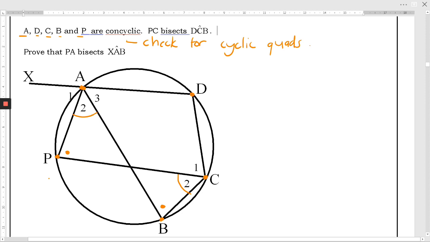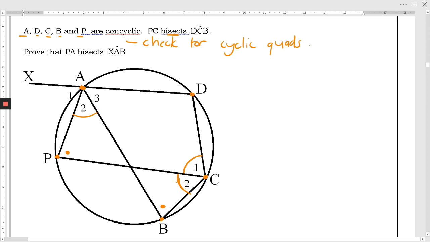And we have more information. We're told PC bisects, there's that word again, angle DCB. So we are told that that line PC cuts angle C in half. So if I've labeled C2 with a single bar, I need to label C1 with a single bar as well.